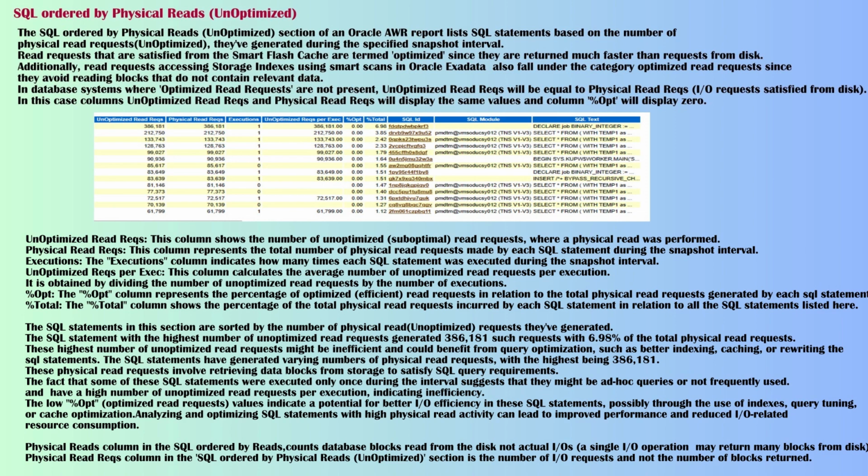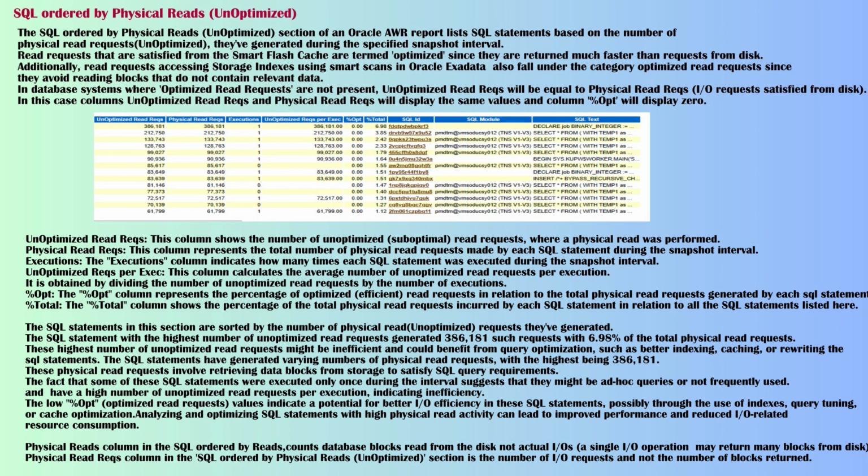Read requests that are satisfied from the Smart Flash cache are termed optimized since they are returned much faster than requests from disk. Additionally, read requests accessing storage indexes using smart scans in Oracle Exadata v2 also fall under the category optimized read requests since they avoid reading blocks that do not contain relevant data. In database systems where optimized read requests are not present, unoptimized read recs will be equal to physical read recs, I/O requests satisfied from disk.